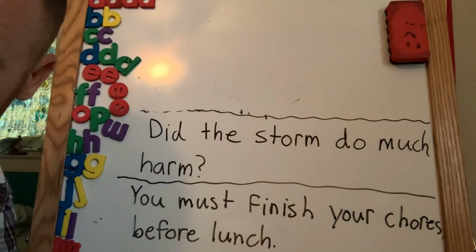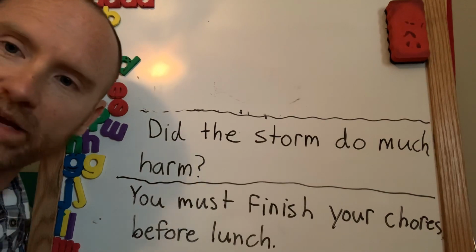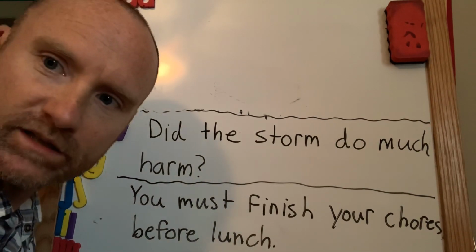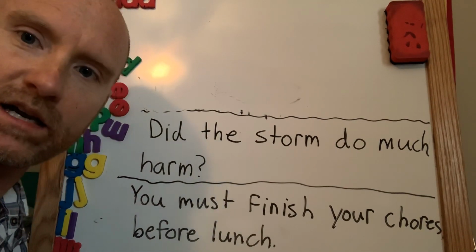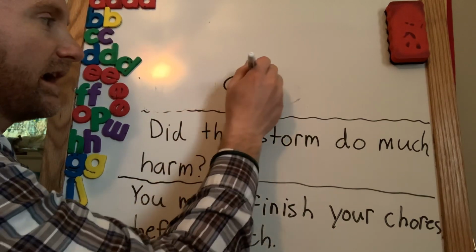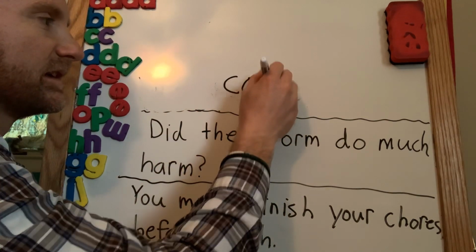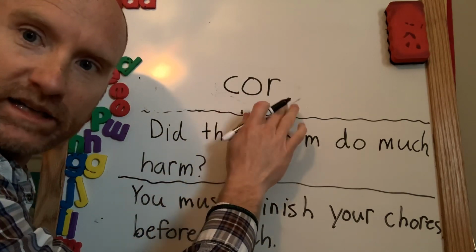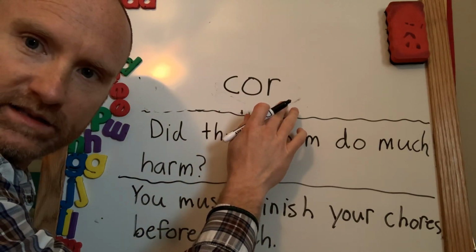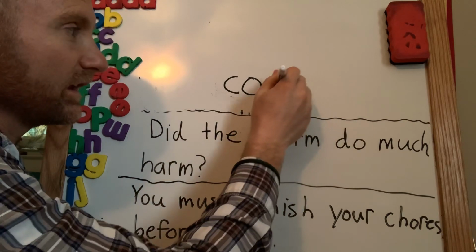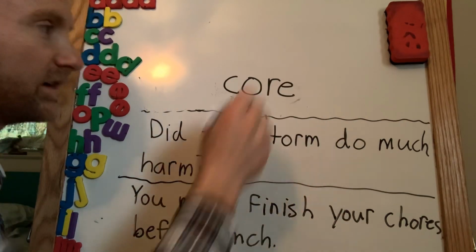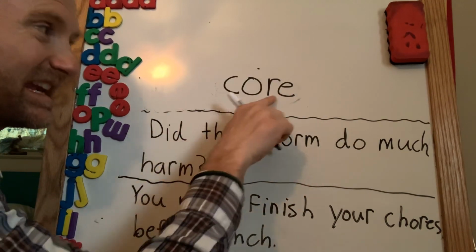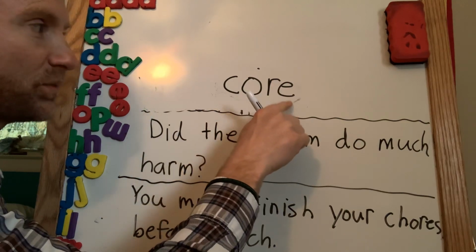Okay. And then core. Now this one, pay attention to this one, okay? This one's a little bit different, okay? K, or. Now, if the OR comes at the end, you need an extra letter. Do you remember what it is? It's the letter E, okay? So when it comes at the end of a word, you have to put that letter E.